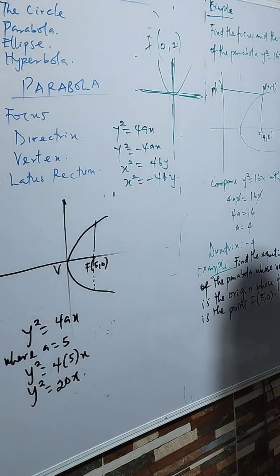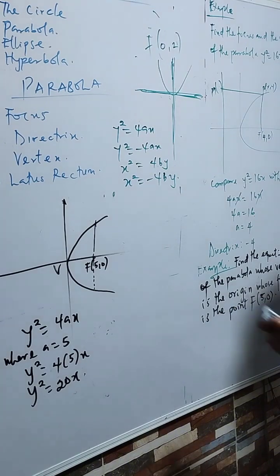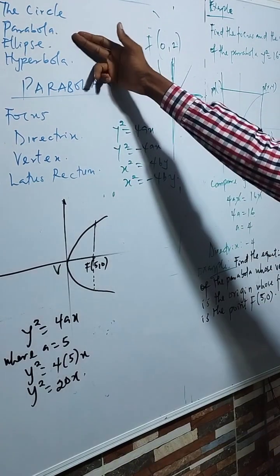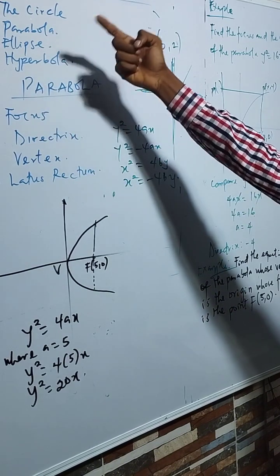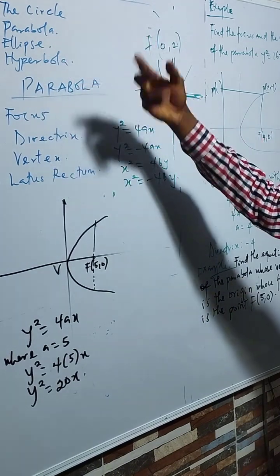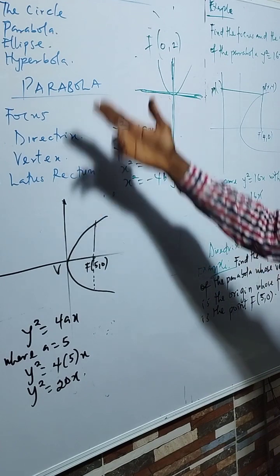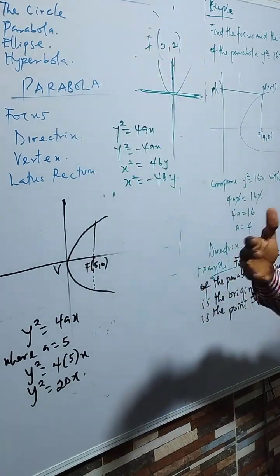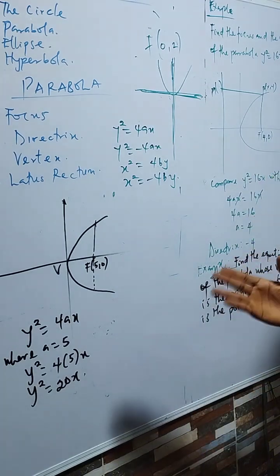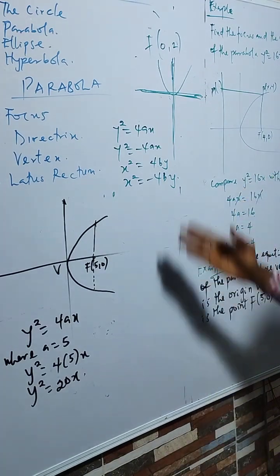I will still be making videos on the tangent and normal to a parabola, because we have a tangent and normal to a parabola just the same way we have the tangent and normal to an ellipse, and the tangent and normal to a hyperbola. So in my subsequent videos, I will be making videos on each of those. But today I am dealing majorly with the equations of the parabola, which is what I've just done.